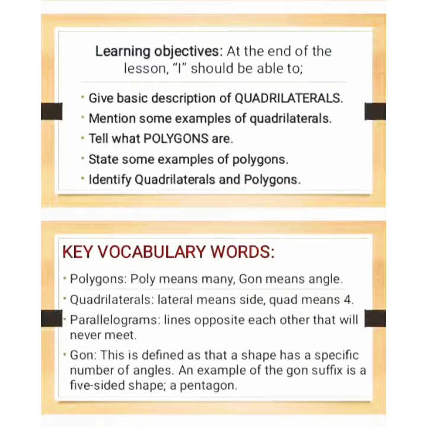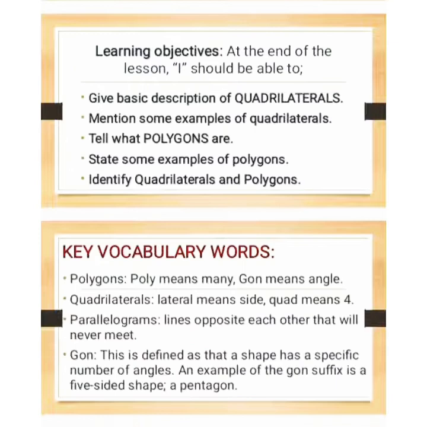We have polygons, quadrilaterals, parallelograms, gon. The polygons: poly means many, gon means angle. So these are shapes with many angles. Polygons refers to shapes with many angles. Quadrilateral: lateral means side, quad means four. So these are shapes with four basic sides.